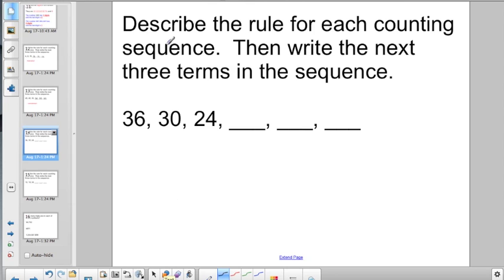Here it says, same directions. Describe the rule for each counting sequence. So I have to write it down. And again, then we will write the next 3 terms in the sequence. First thing to always ask yourself, are the numbers getting bigger or are the numbers getting smaller? Am I counting up or am I counting down? What am I doing this time?